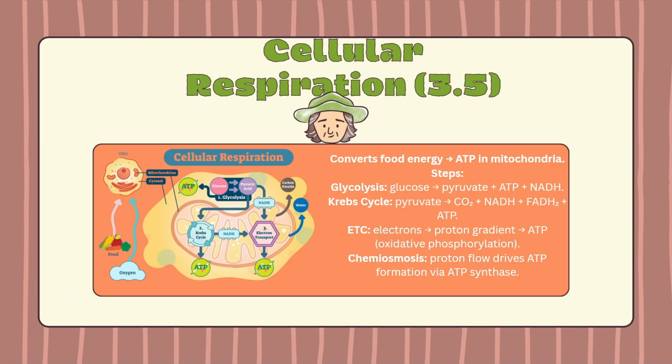Cellular respiration. Cellular respiration converts energy stored in food into ATP, the molecule cells use for energy. It happens mostly in the mitochondria and includes 3 main steps: glycolysis, which breaks down glucose into pyruvate, producing ATP and NADH. The Krebs cycle breaks down pyruvate to form CO2, NADH, FADH2, and ATP. And the ETC uses electrons to create a proton gradient, driving ATP production through oxidative phosphorylation. Finally, chemiosmosis occurs when protons flow through ATP synthase, forming large amounts of ATP.